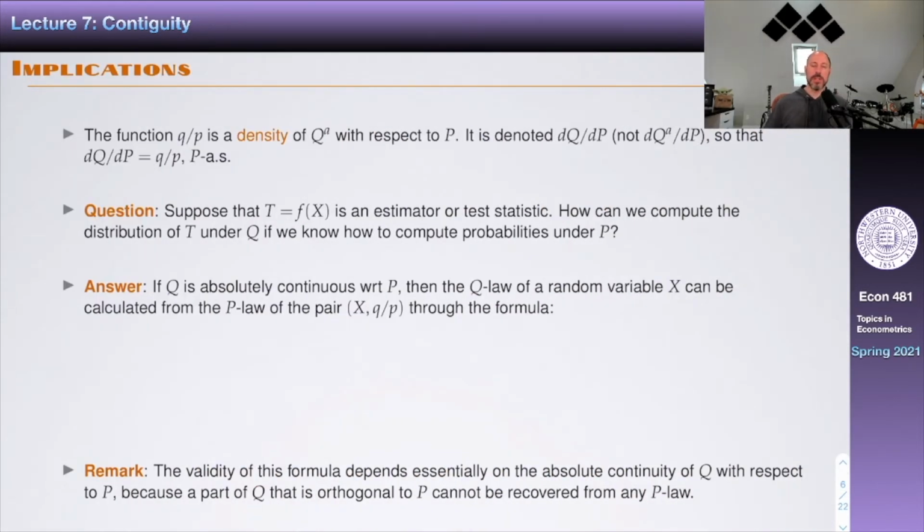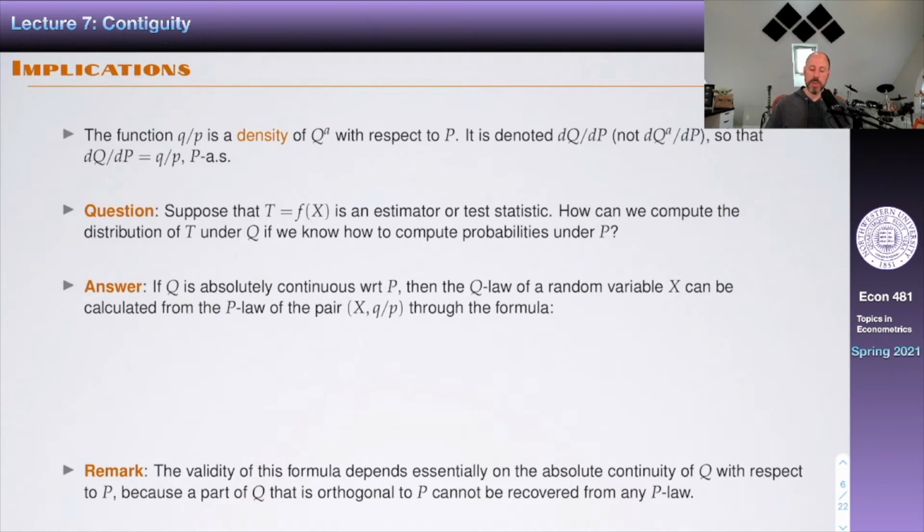Implications. The function little q over little p is the density of Q_a with respect to P, okay? It is denoted by dQ over dP, not dQ_a over dP, and that's some form of confusion sometimes. But in other words, we're saying that dQ over dP is just q over p, P almost surely. So we're going to be using this notation, dQ over dP, understanding that we may lose stuff along the way if the distributions are not absolutely continuous. If they are absolutely continuous, then this is absolutely fine because Q_a and Q are exactly the same. It's just notation.